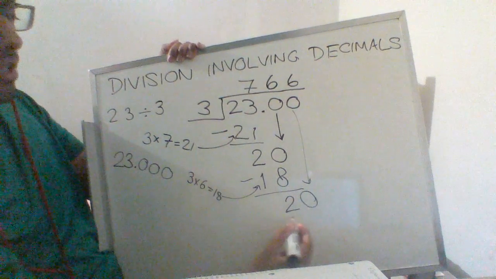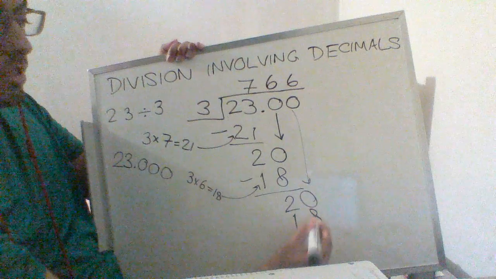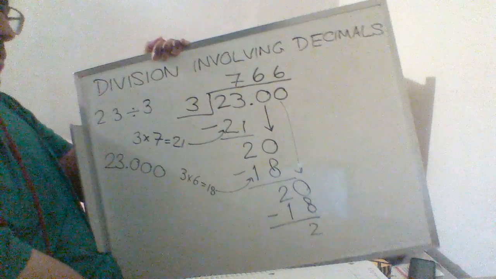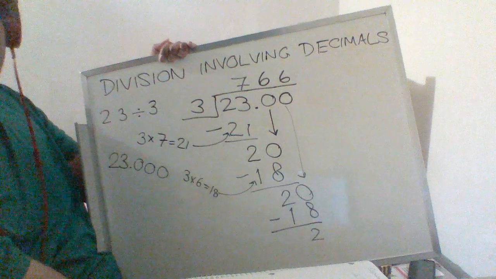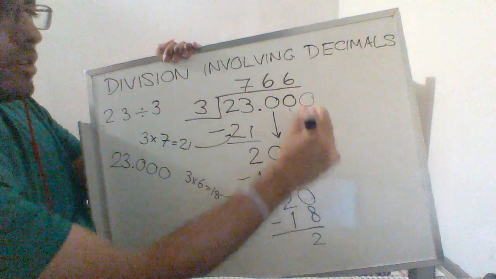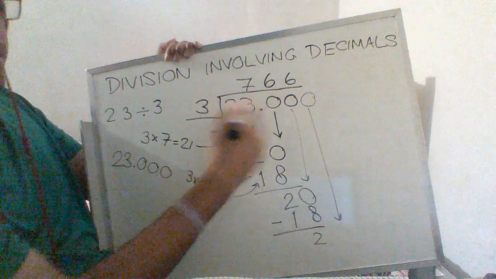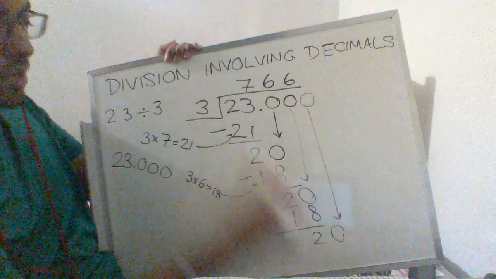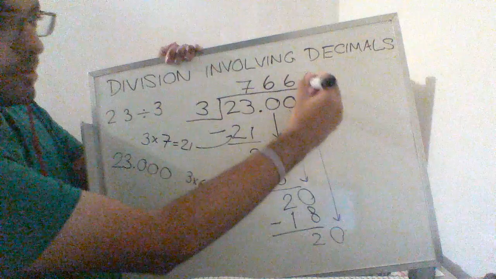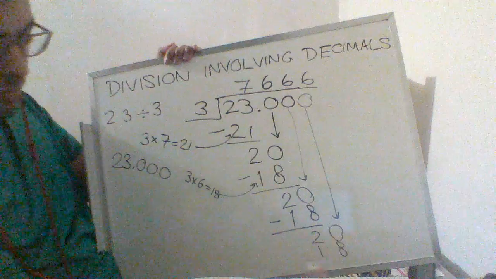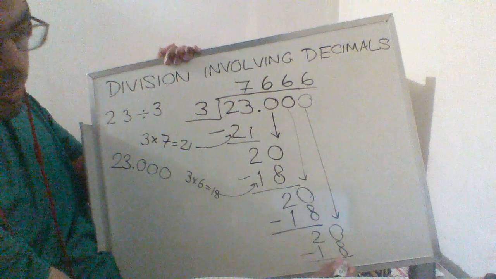6 times 3 is going to be 18, so we put another 18 here, and we subtract, and we're left with 2. Now you might be seeing the pattern. Once again, this is the same pattern that we were getting before, is that if I put another 0 here and I pull that down, my dividend is still 23, but I'm going to get another 20 down here. 3 goes into 20 6 times, I'm going to get a 6 up there. 3 times 6 is 18. I'm going to subtract, and I'm going to get a 2.